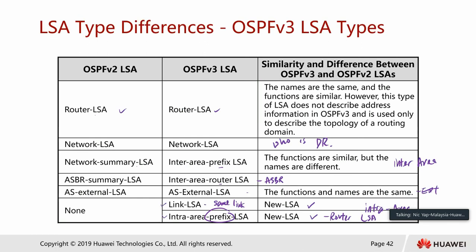For OSPF version 3, these are all the LSAs provided inside OSPFv3. They have about 9, and the functionality is very similar to OSPFv2, except they added 2 more new LSAs, the link LSA and also the intra-area prefix LSA. These are the 2 LSAs they added in.